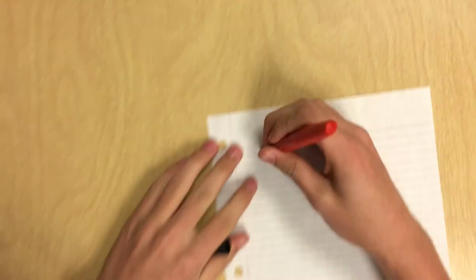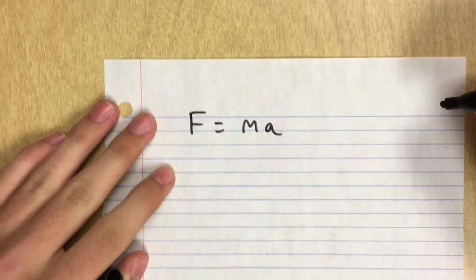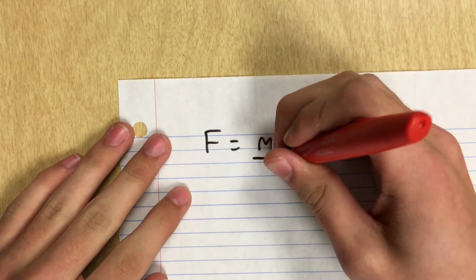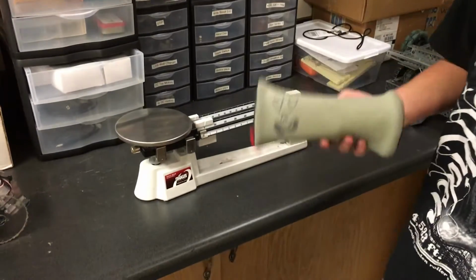So let's calculate the force of that. To find the force of squishy, we're going to be using Newton's second law, which states that force is equal to mass times acceleration. So the first thing we're going to do is find the mass of squishy. So using our triple beam balance, we're going to calculate the mass of squishy here.